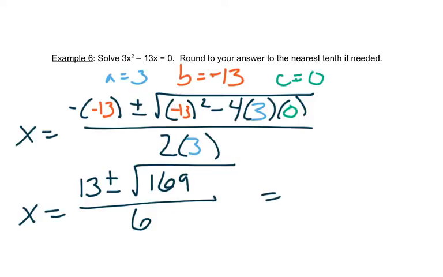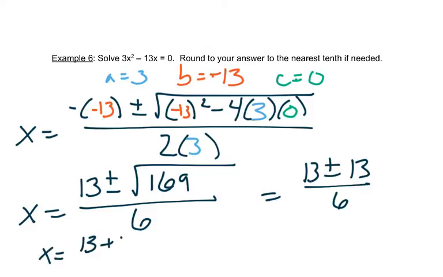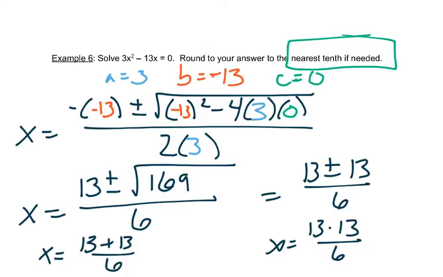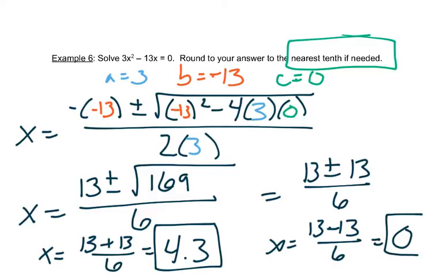If we take the square root of 169, we get 13. And now that gives us two problems. We have 13 plus 13 over 6 and 13 minus 13 over 6. Directions tell us to round to the nearest tenth if we need to. So for the first part, 13 plus 13 is 26, divided by 6, we get 4.333, so it would round to 4.3. Here, 13 minus 13 would be 0 over 6, and that's just 0. So 4.3 and 0 are our two answers.